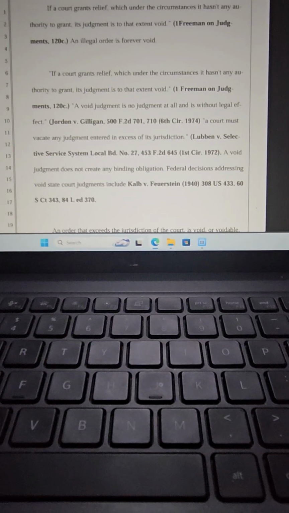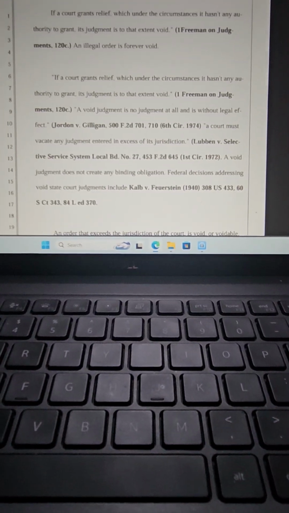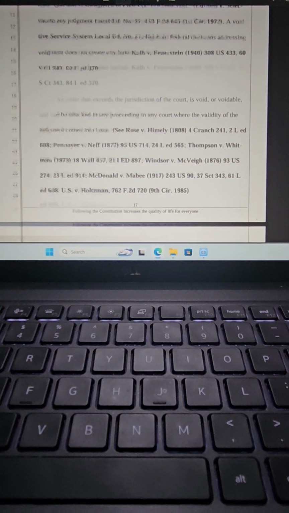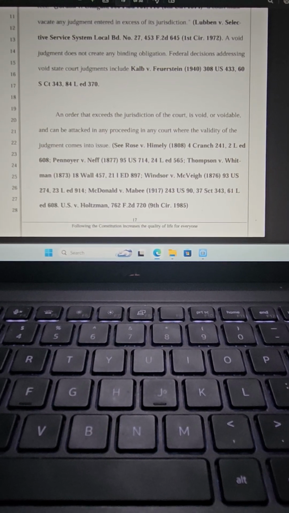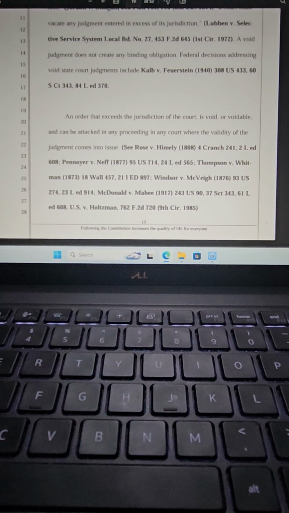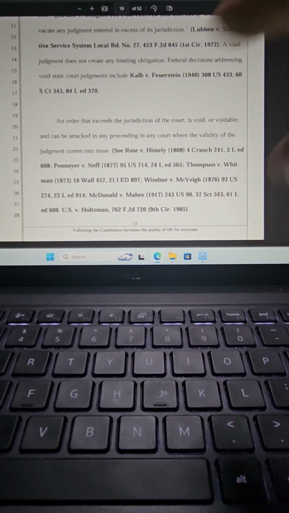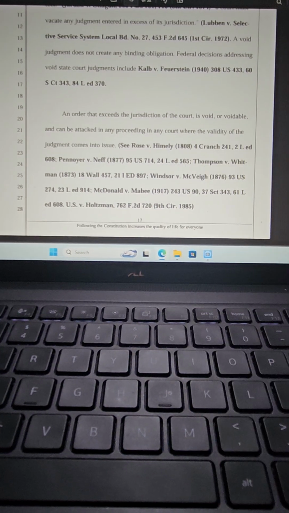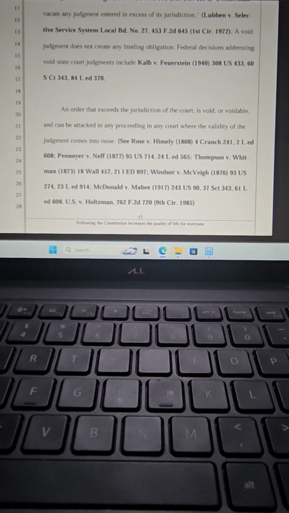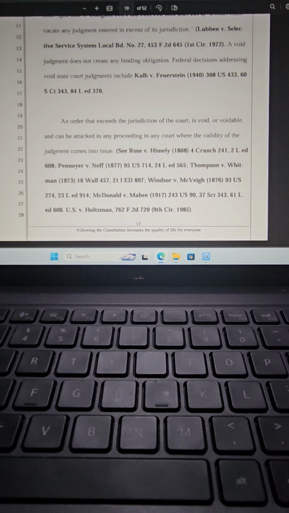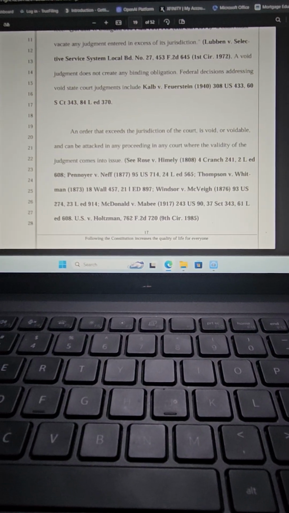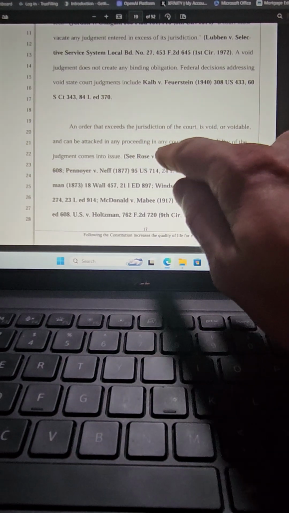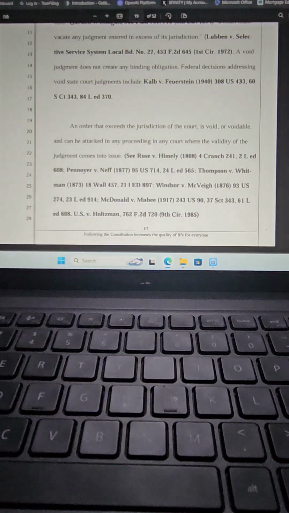You guys understand that? You guys get that? You guys are violating constitutional rights and privileges, and you guys are full of it. You need to take your robe off and walk away from the bench, because your piddly little state authority doesn't supersede this. It does not supersede our Constitution, and you're going to find out the hard way if you want to keep pushing this. An order that exceeds the jurisdiction of the court, which is you guys, is void or voidable and can be attacked in any proceeding in any court where the validity of the judgment comes into issue.